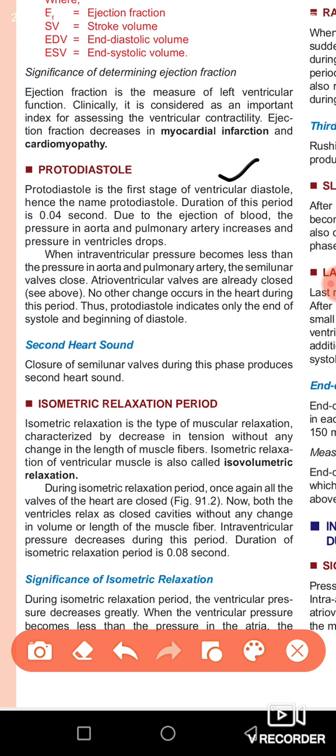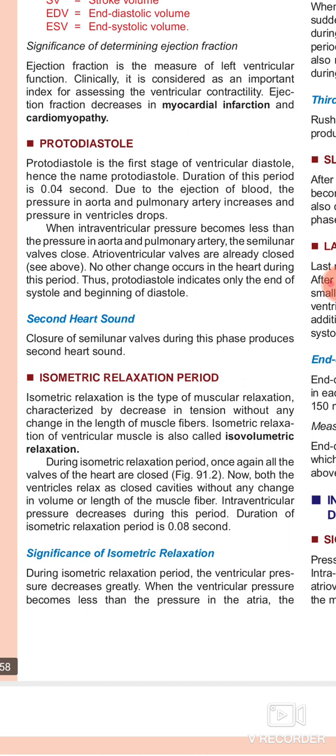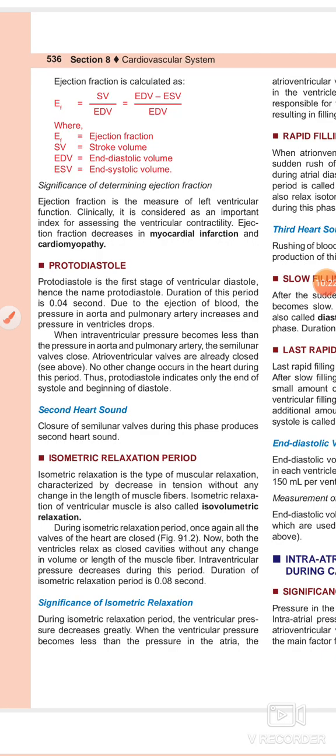Protodiastole is called so because proto means start, something is going to start, and diastole means relaxation. So your ventricular diastole is going to start. The duration of this time period is about 0.04 seconds. Now let's discuss what things are going to happen in your protodiastole phase.